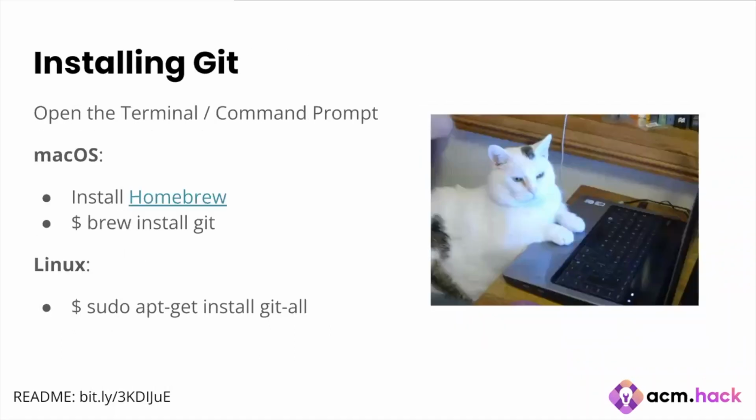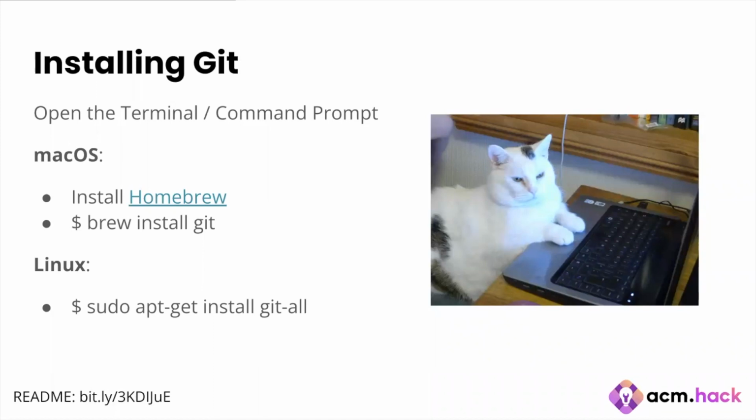Let's first start by installing Git. The commands listed on the slides will start with a $ sign, but when typing the actual code, do not include the $ sign. So for Mac OS and Linux, you'll want to open the terminal or command prompt, and then you'll want to follow the instructions on the screen to install it. For Mac OS, you'll just install Homebrew. It's linked on the slide. The link is also brew.sh, I believe.